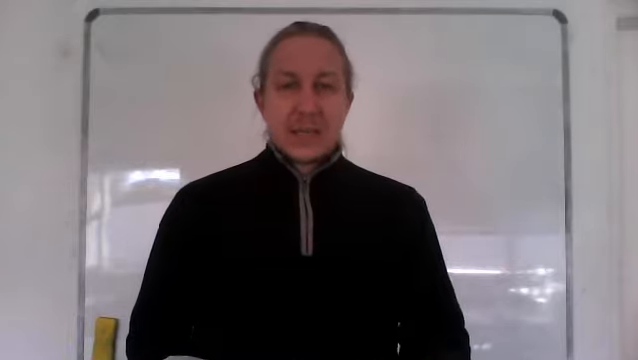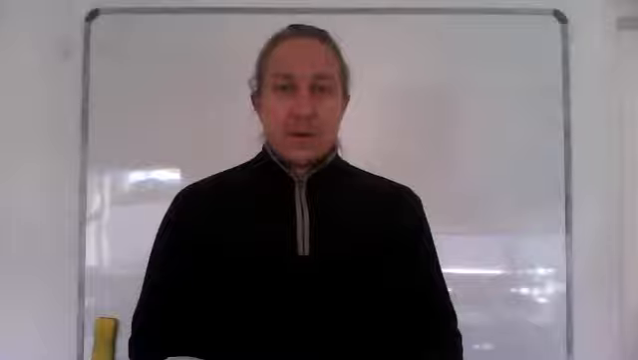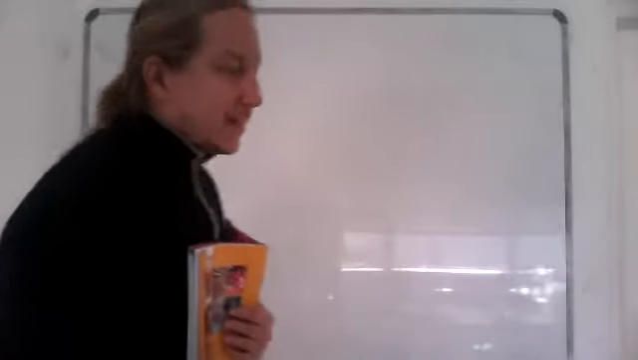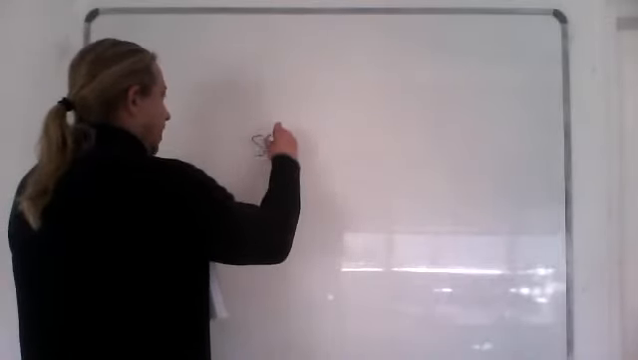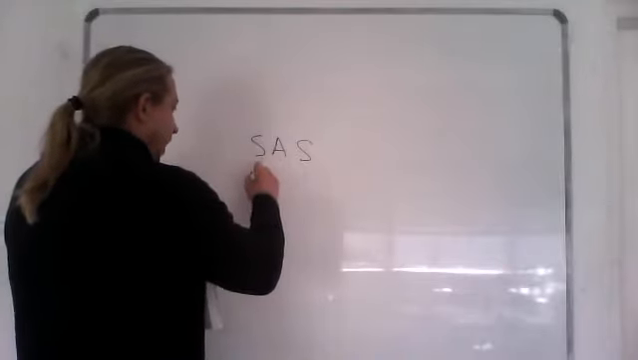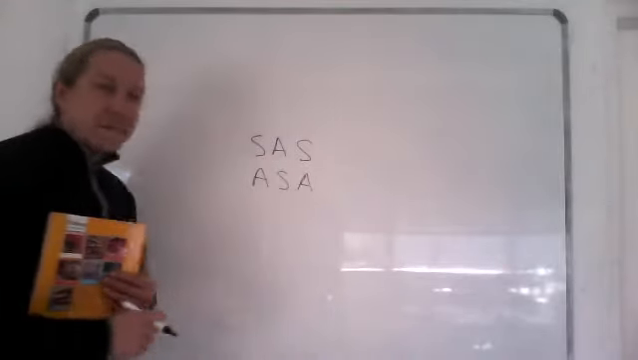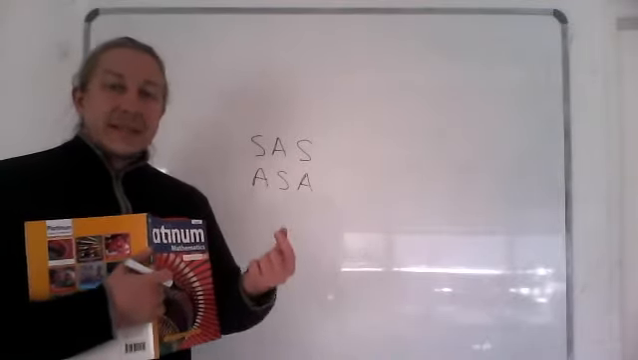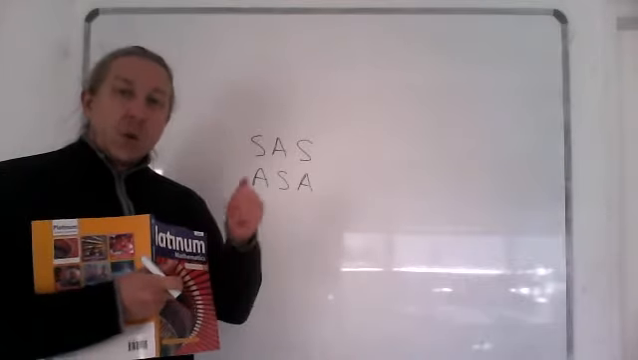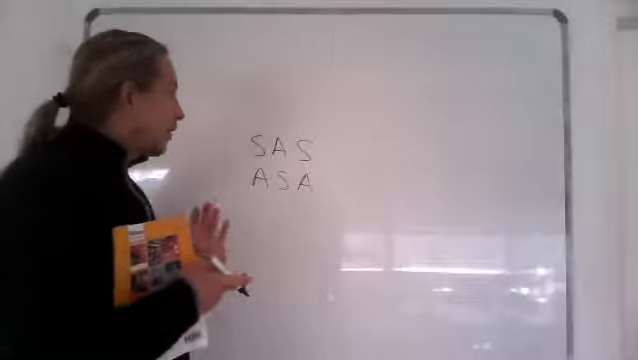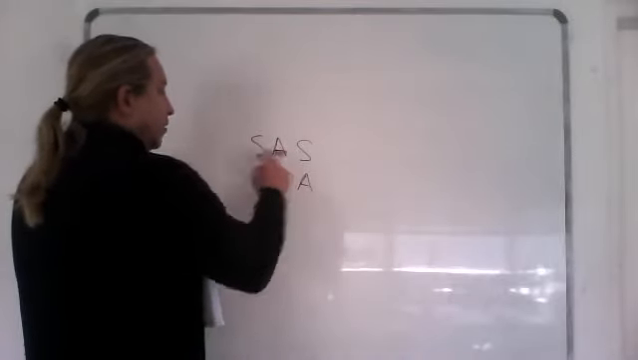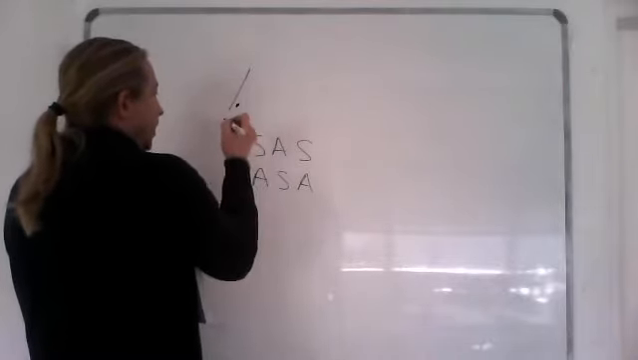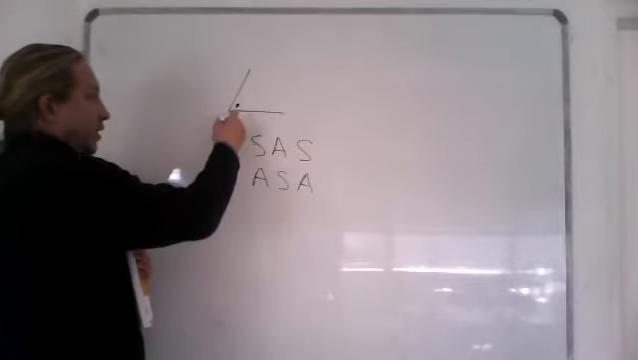Then the next two are side, angle, side, and angle, side, angle. What's interesting to note here is that one of the letters is between the other two. So the easy way to remember this is that there has to be an included side or an included angle wedged between the other two given sides or angles. So side, angle, side means that we need to have a given side, and an angle in between that given side and another given side. So that's this one over here.